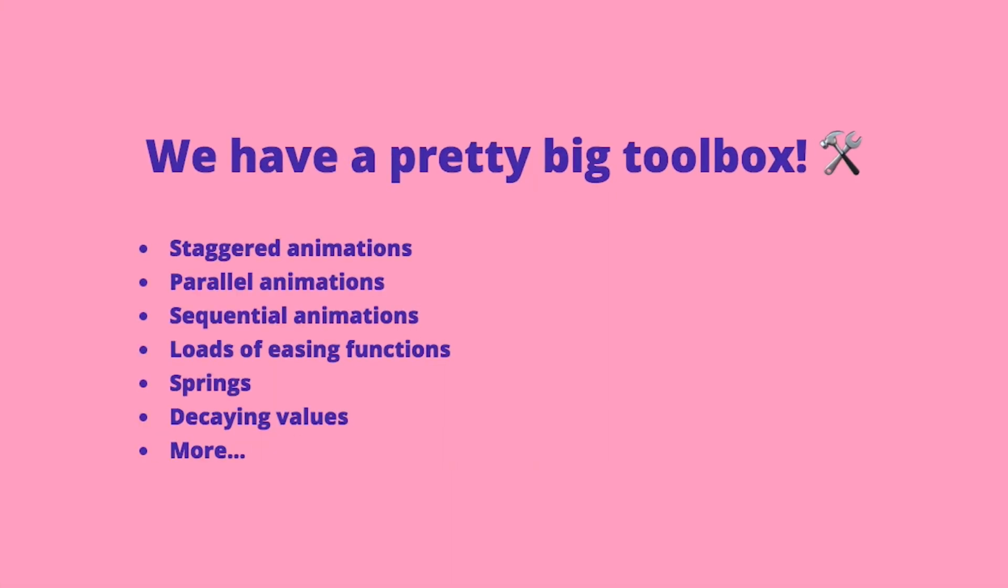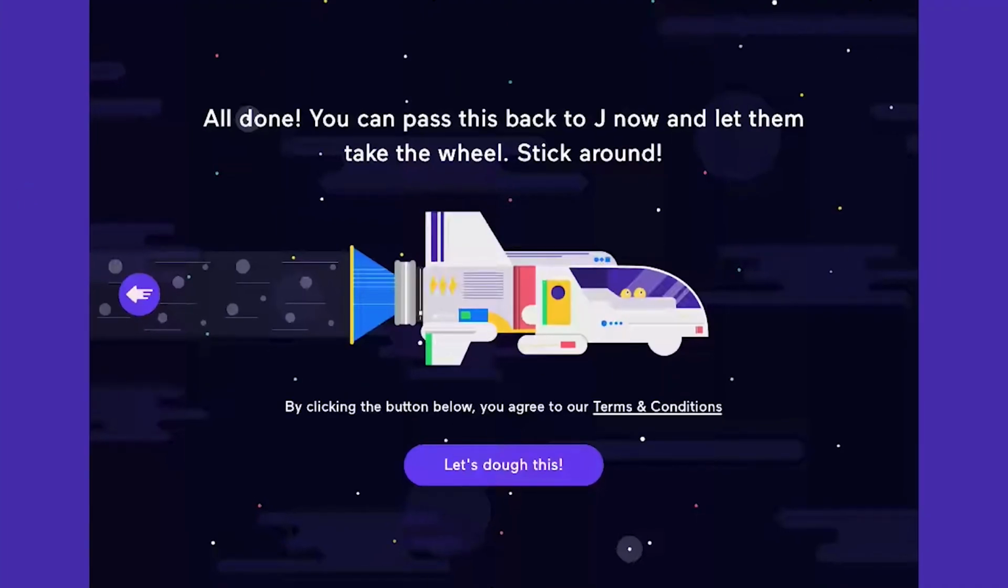And there's a pretty huge toolbox of things available. You can stagger animations, you can run them in parallel, you can run them sequentially. There are loads of different easing functions. There are springs, you can decay values to 0. And there's more than this. Basically, if you can think of how you would compose an animation out of these values moving between other values, Facebook will provide you with a function that can do that. And this, I think potentially is actually the video that I wanted to show you. I just forgot what order it came in.